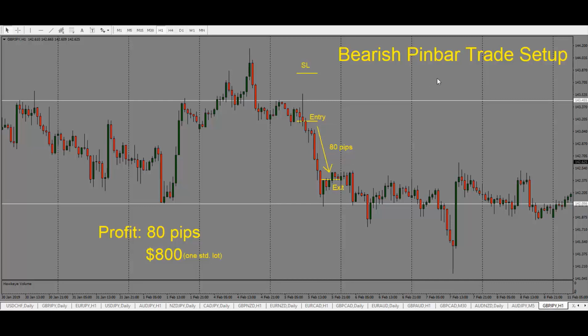So just to recap, a bearish pin bar trade setup is a single candlestick trade setup with a large wick and a small candle body. And this is a bearish reversal signal. So we're looking for price to drop. We enter the trade short at the close of this pin bar. And now we are looking for price to drop, and we stay with the trade as price comes down. Once we see the price comes into our support level here and we get a bullish candle close, this is an indication that price could pull back. So we can exit the trade here. From entry to exit here, we get 80 pips in our trade. So our profit is 80 pips or $800 if trading one standard lot.